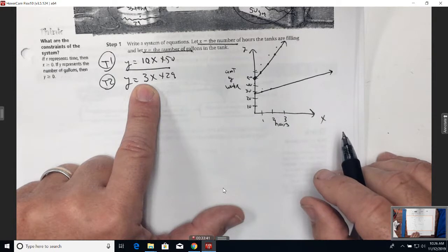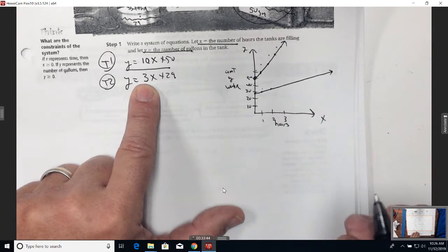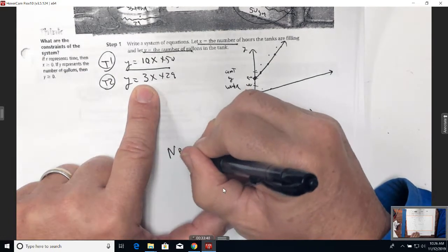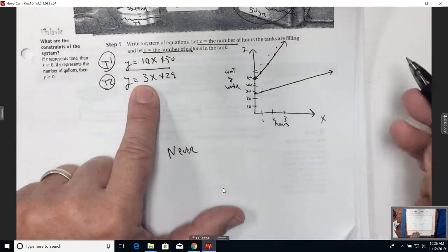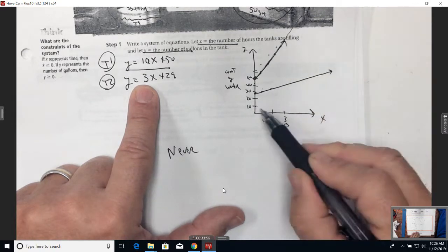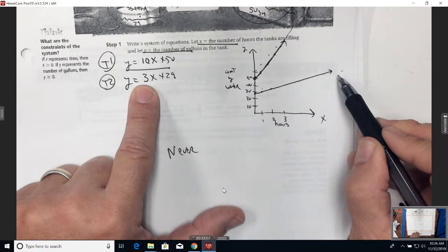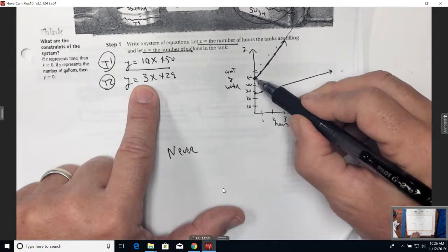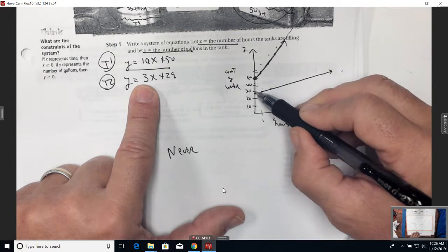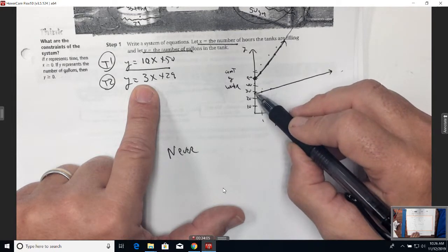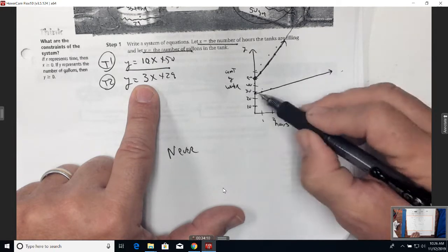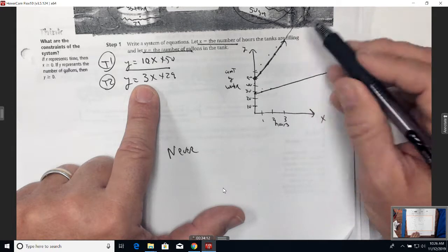When would they ever cross? When are the tanks ever the same amount? Never. Right? There's no way. Because if I extended this line out, look, it's going up really fast. This one's going up really slow. It's like saying this guy's running a race that's really, really fast and he gets a head start. And this slower guy doesn't get a head start and he's jogging while this one's sprinting. Is the jogger ever going to catch up with the sprinter if the sprinter got a head start?